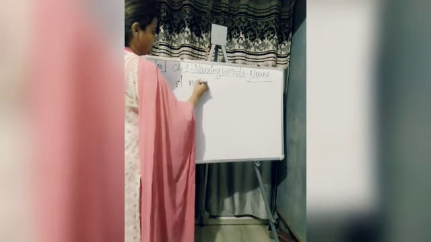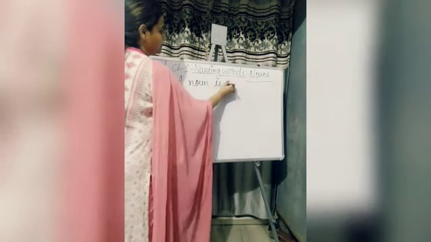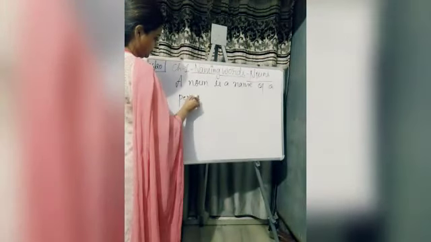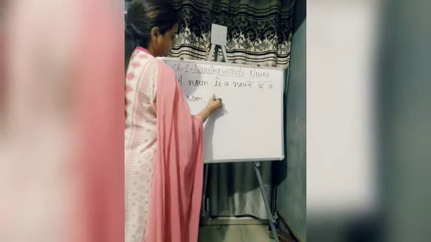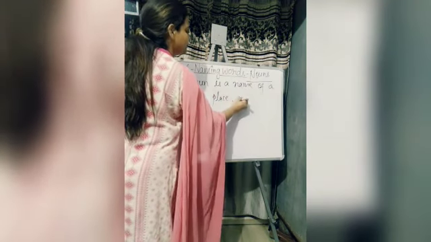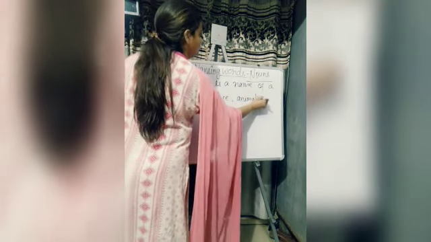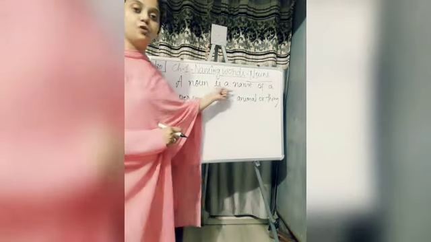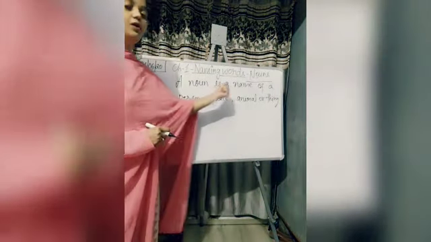Okay, so you already know the definition of noun, but still I'm going to write it over here. A noun is a name of a person, place, animal, or thing, right? So a noun is a name of a person, place, animal, or thing.